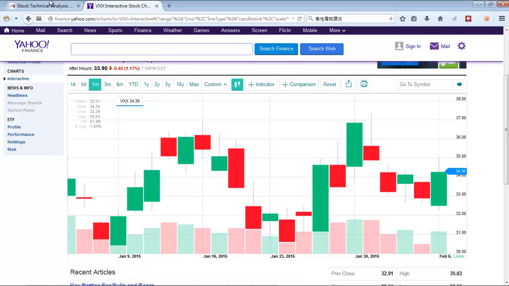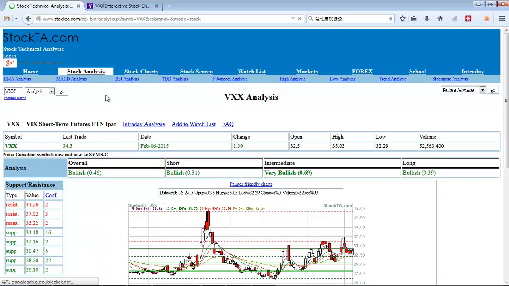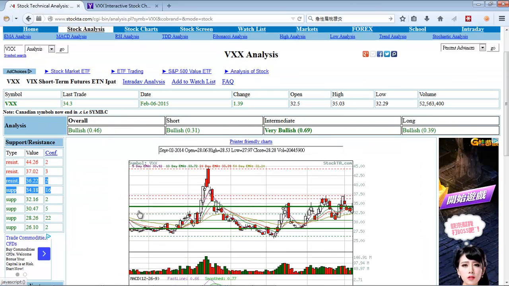The second is we want to go and check the resistances and the supports of that stock. So we're going to type VXX into the website stockta.com. That will give us a list of resistance levels and support levels. Here are the resistance and supports. You can see them on the graph with the green lines and the red lines. Green is resistance, red is support.